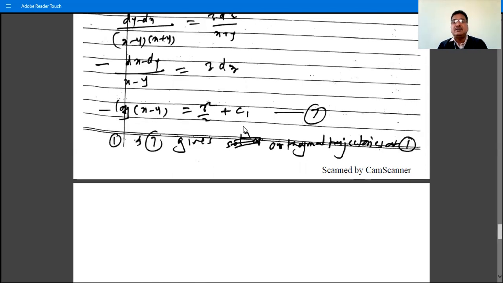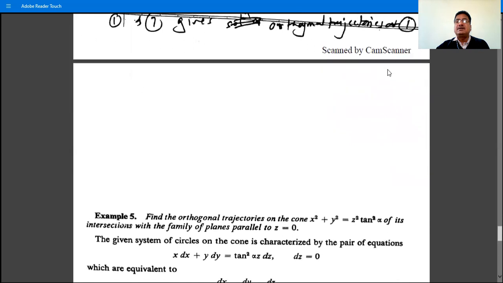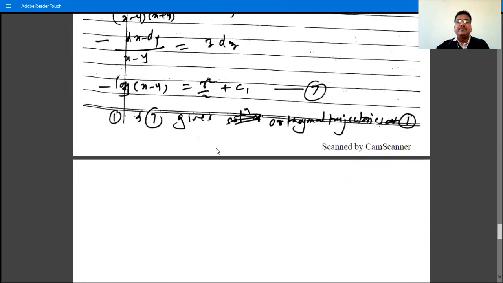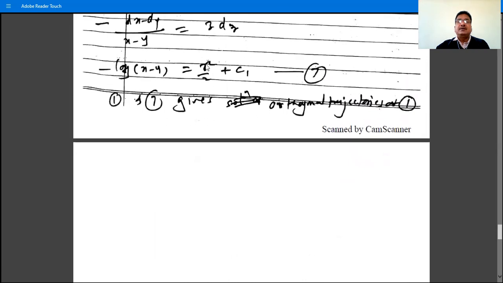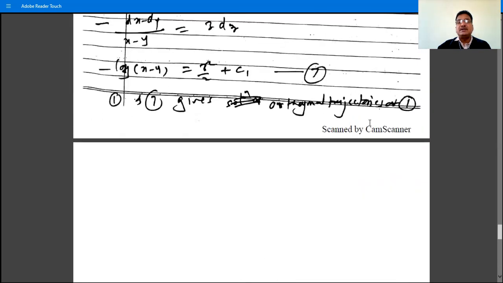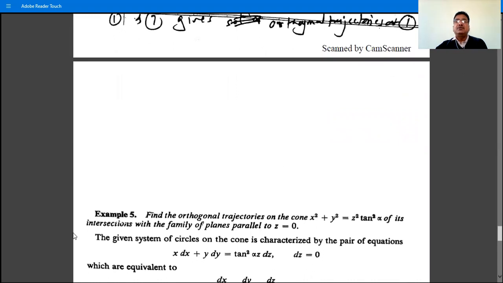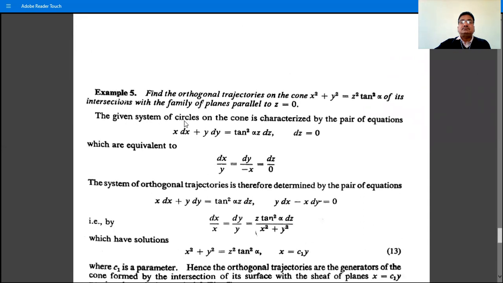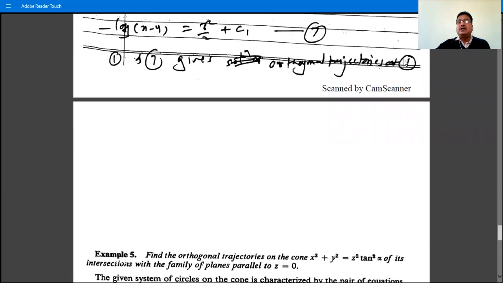And it is equation number 7, and then 1 and 7 give the orthogonal trajectories of 1. Correction is there. Write 1 by z in the place of z, and write here log z as the integration of 1 by z, and it is equation number 7, and then 1 and 7 give the required orthogonal trajectories of the given equation.